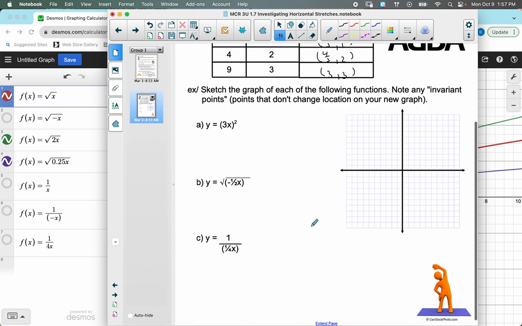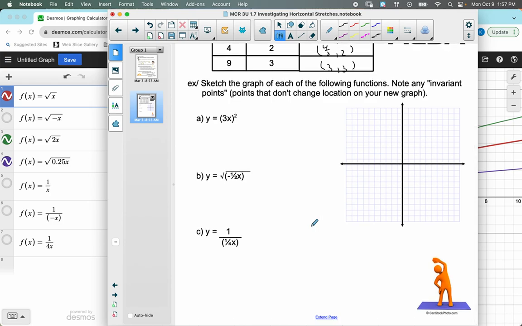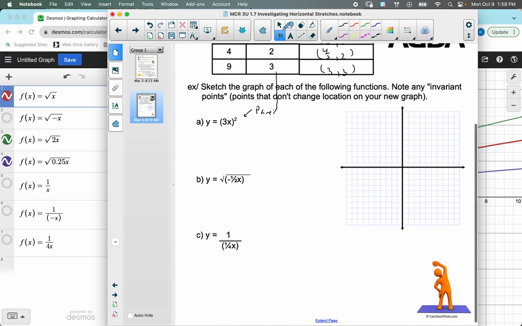Okay, so the last mission here is to actually do this a few times. So what we want to do is graph our parent function and then graph our transformed function. Take a second to identify your parent function, right? So my parent function is y equals x squared. Okay, so we know that graph.